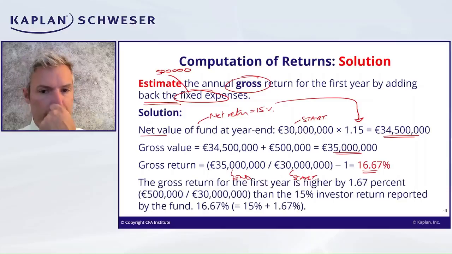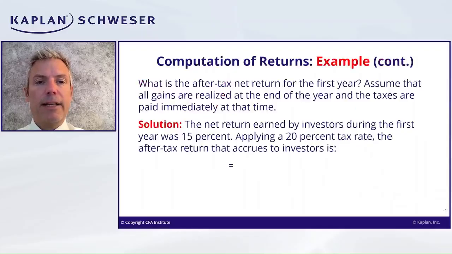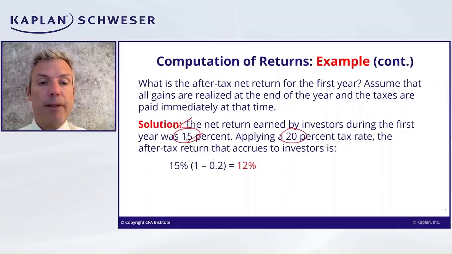Okay, so a little bit of chat here. The gross return for the year is higher by 1.67%, which actually is the 500,000 as a proportion of the 30 mil that we've added back, of course. So what's the next thing we've got to do? What's the after-tax net return for the first year? We know the net return was 15%. We were given that in the question. Applying a 20% tax rate, all we need to do is take the 15 and multiply it by 1 minus the tax rate, and we get 12. Once again, very straightforward, a lot more straightforward than what the question suggested.